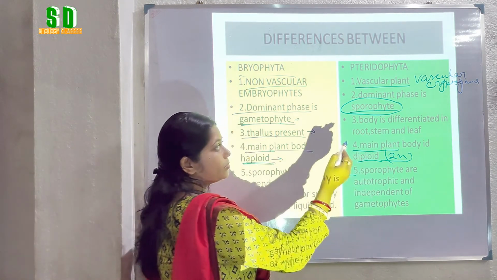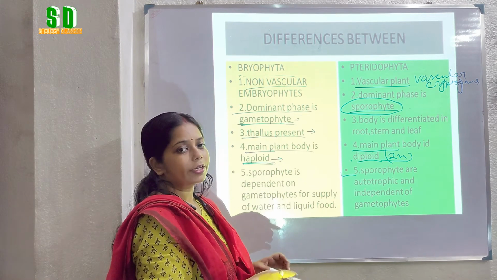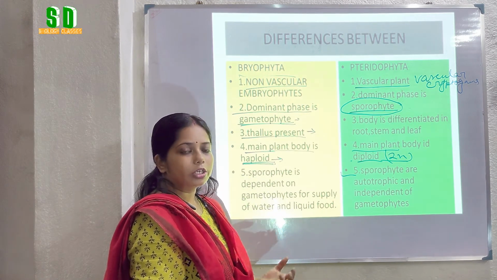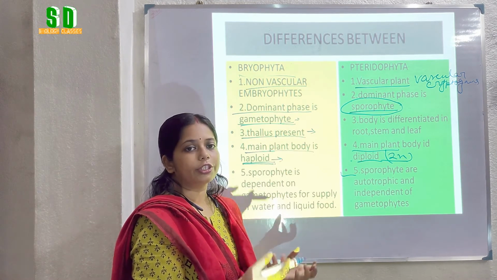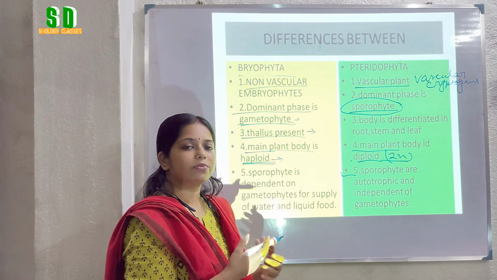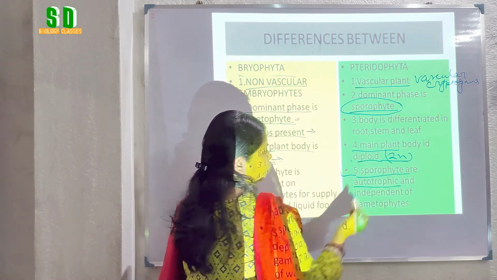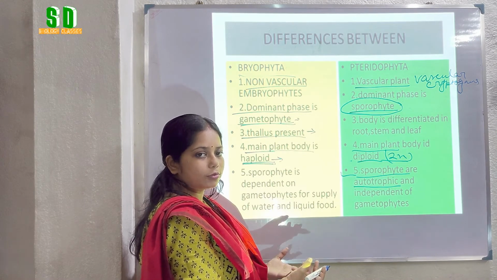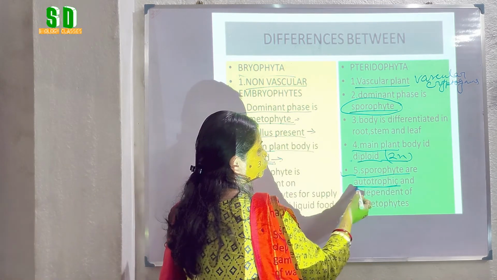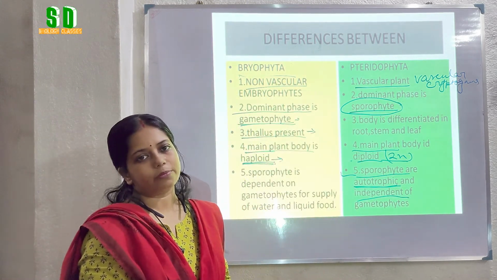Whereas in Pteridophyta, as the main plant body grows directly on the soil, they can take water and minerals from the soil and make their own food. So here the sporophytes are autotrophic, as the leaves bear chlorophyll, so they can do photosynthesis also. So they are autotrophic and they are independent of the gametophytic plant body.